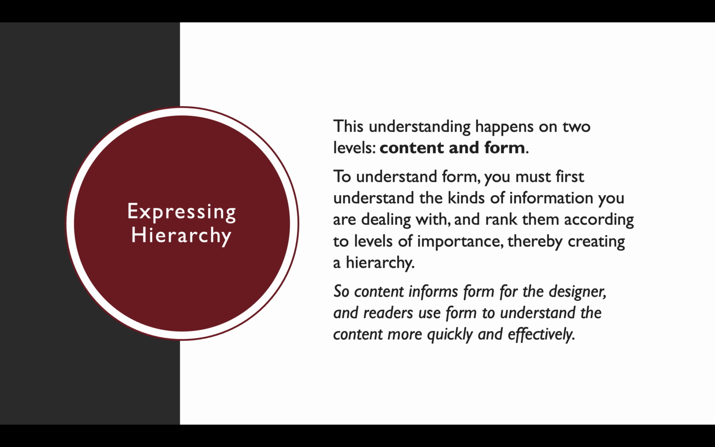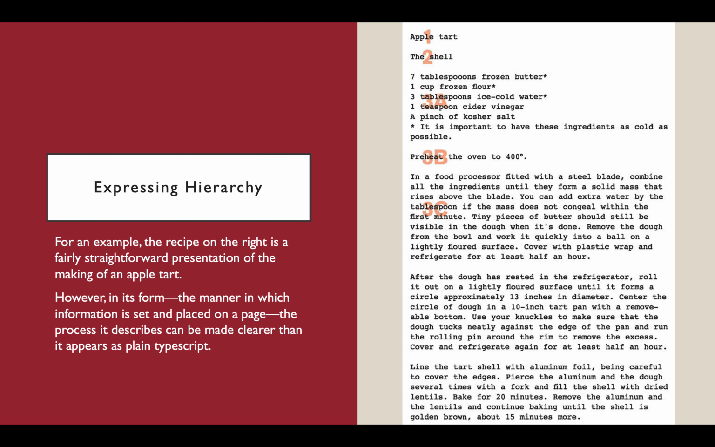So we're going to form this hierarchy using content. So we need to know what the content demands, and then we're going to apply the form to it in order to get to what the content demands. So you have to know what kinds of information you're dealing with in order to give that visual hierarchy. So let's take a look at this recipe for an apple tart.